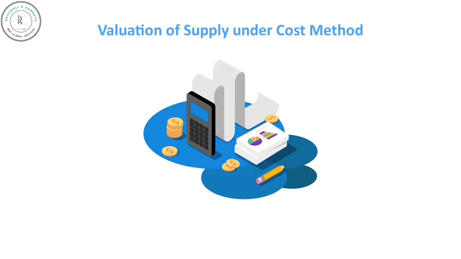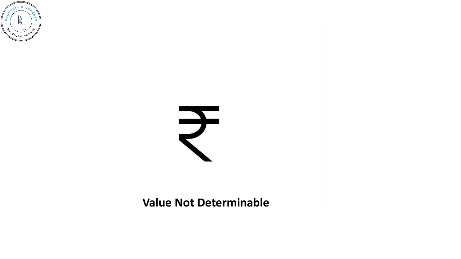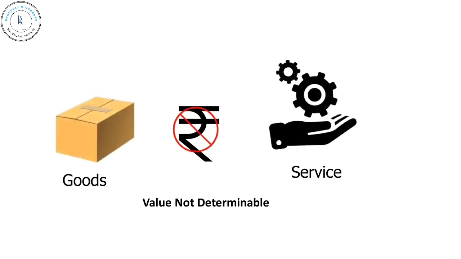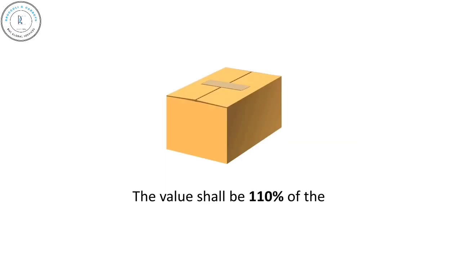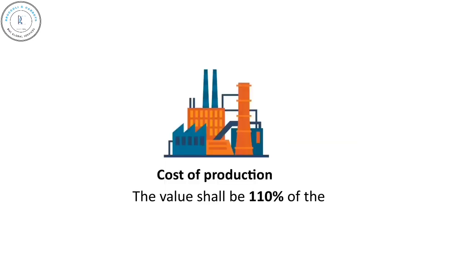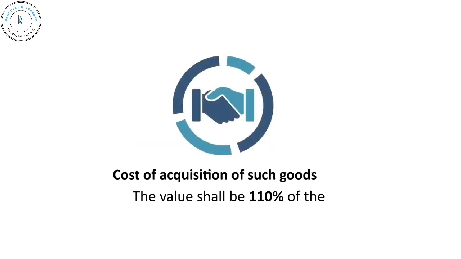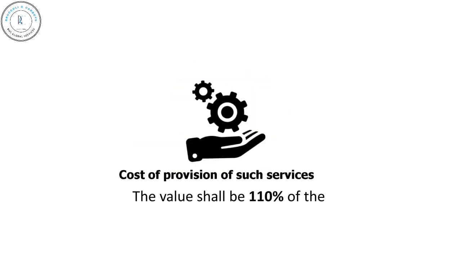Today we shall be discussing the concept of valuation of supply under cost method, where the value of a supply of goods or services or both is not determinable by any of the preceding rules. The value shall be 110% of the cost of production or cost of manufacturing or cost of acquisition of such goods or cost of provision of such services.